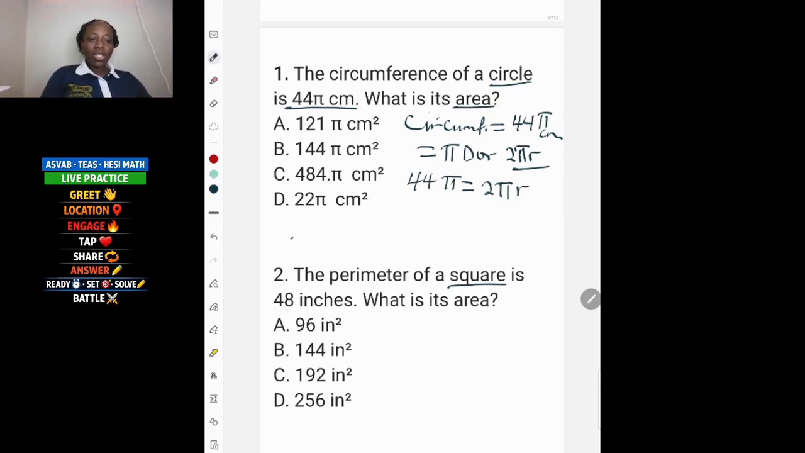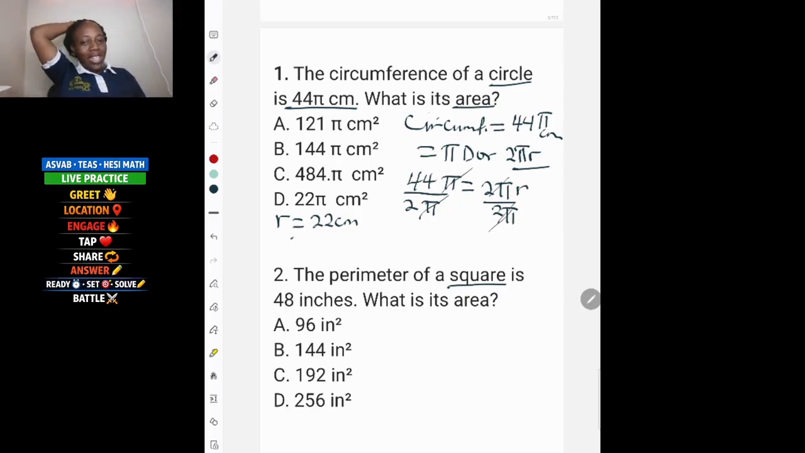What are we using to divide both sides? Divide both sides by 2 pi. Use 2 pi to divide both sides. So pi will go here, 2 pi, okay, r remains. Then 2 pi will go here. So r will now be what? r will be 44 divided by 2, and that will be 22 centimeter. That's just r, radius.